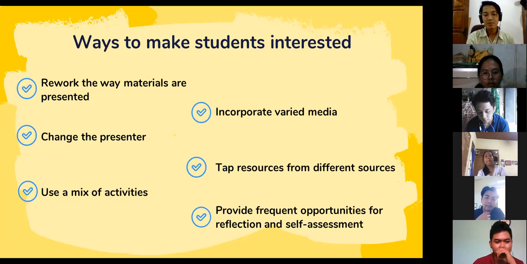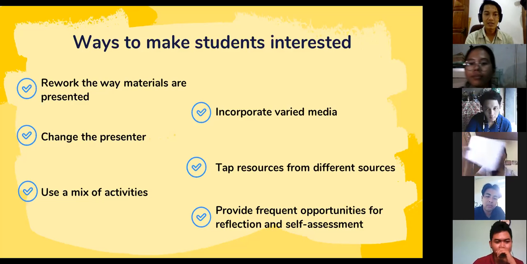And the last one is provide frequent opportunities for reflection and self-assessment. Reflection and self-assessment can help motivate students by letting them know exactly where they are in the process. We learned this part last week through the presentations by each group, so I will not talk too much about this topic. Okay, that's all about the ways to make students interested and involved. Next slide, please.